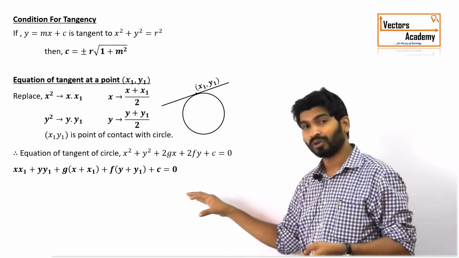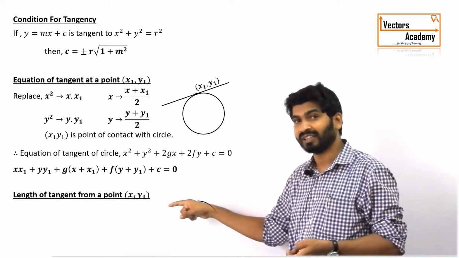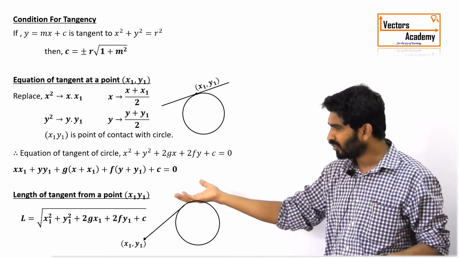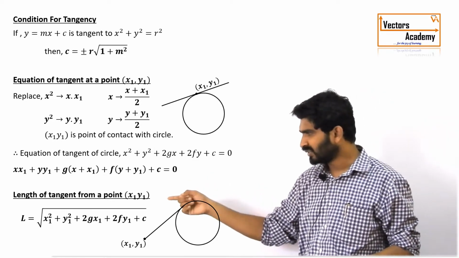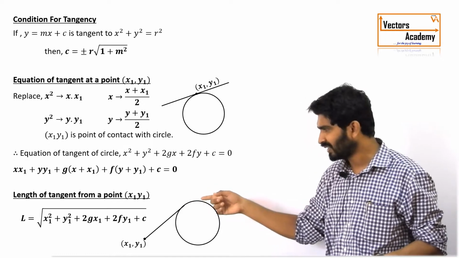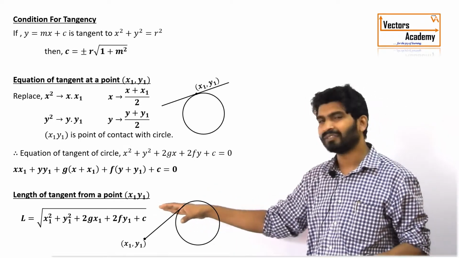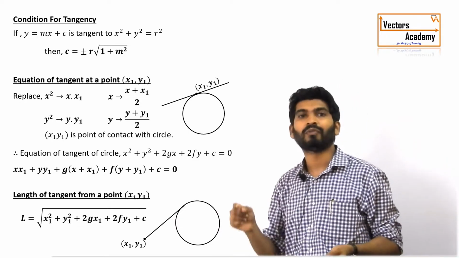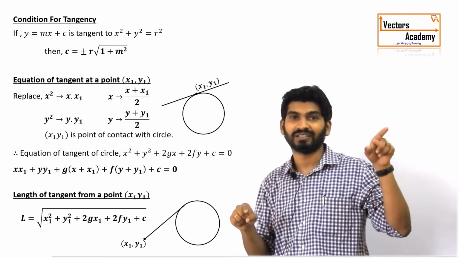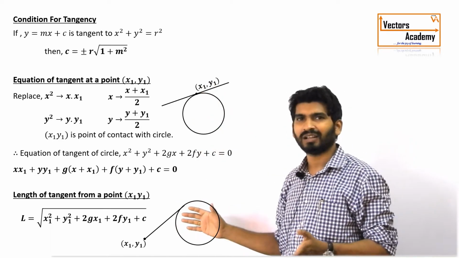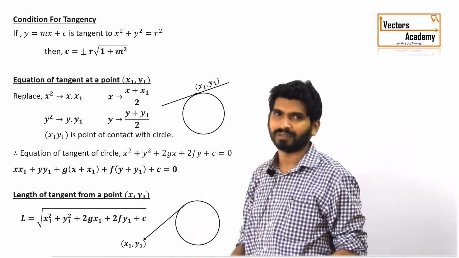And another very important concept is to find out the length of the tangent from a given point. That can be found out by a simple formula. L is equal to root of x1 square plus y1 square plus 2gx1 plus 2fy1 plus c. Just replace x and y with the point from which we need to find the length of the tangent. Okay. So let's look at these concepts with the help of some examples.